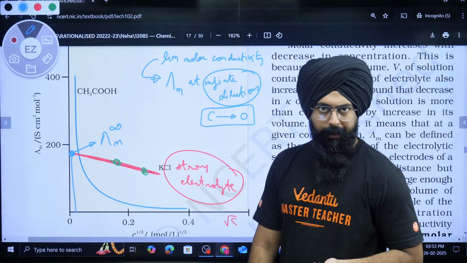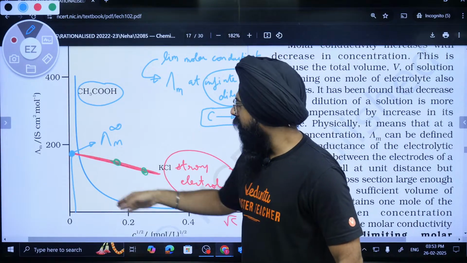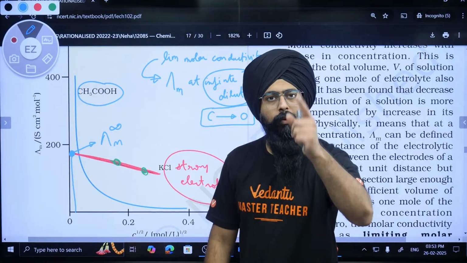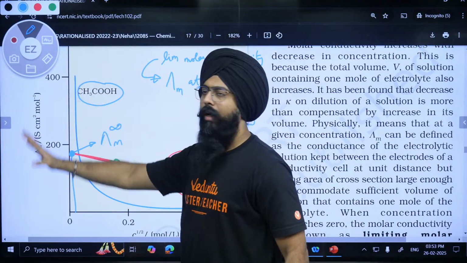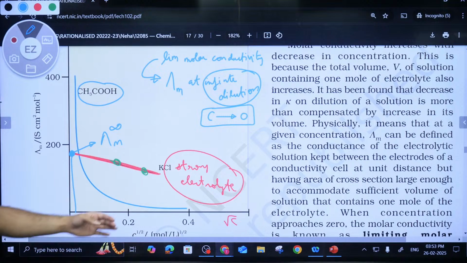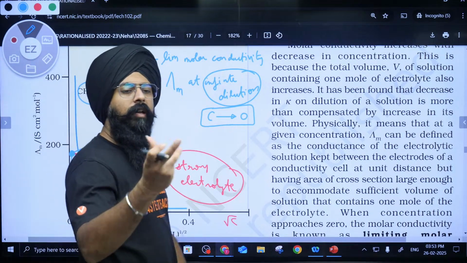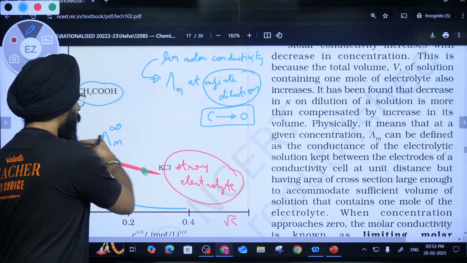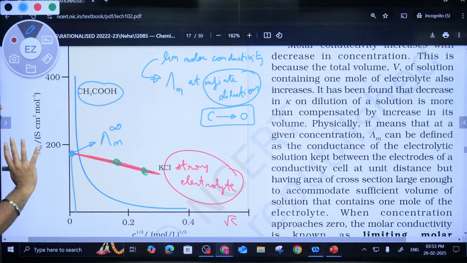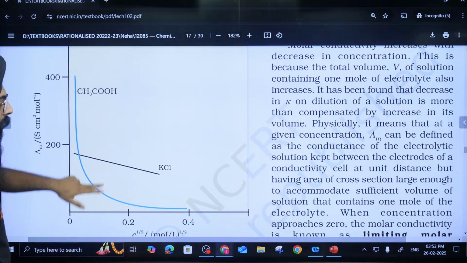But on the other hand, for a weak electrolyte, this is not a simple graph. For a weak electrolyte, it is an exponential graph. So exponential graphs are very difficult to calculate. Linear graph, you can calculate 2 points, you know every point on this graph. But exponential graph, now how do I figure out? It's very difficult.